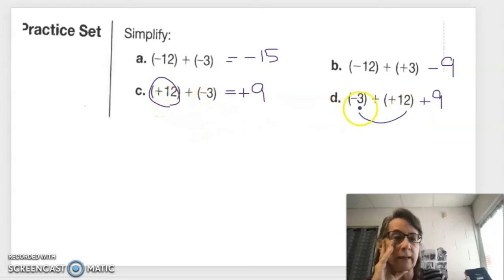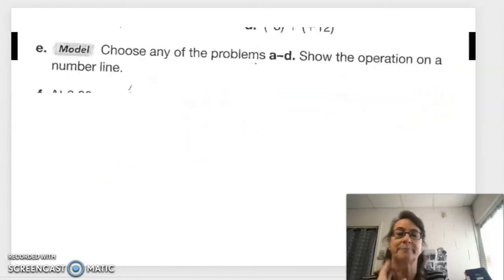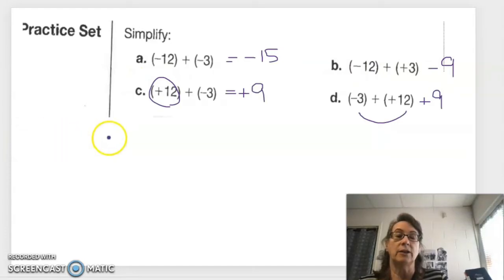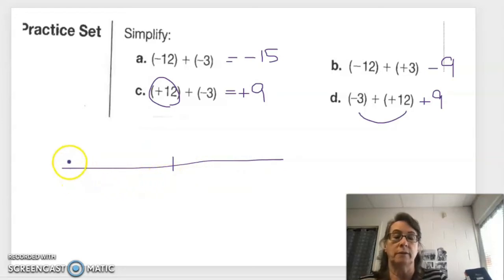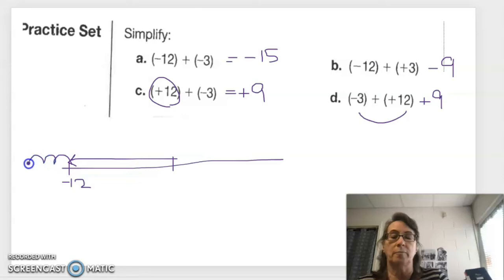12 plus a negative 3 plus a 12. Choose any of the problems A through D and show the operation on the number line. Okay, so let's go back to this one. Let's do negative 12 plus a negative 3. So negative 12 is right here. We're going to move in this direction, negative 12, and then 1, 2, 3 more in the negative direction. So we wind up at negative 15.